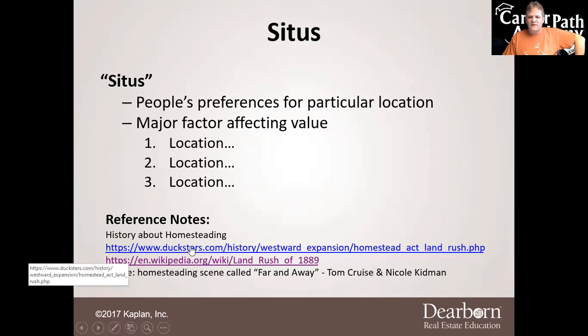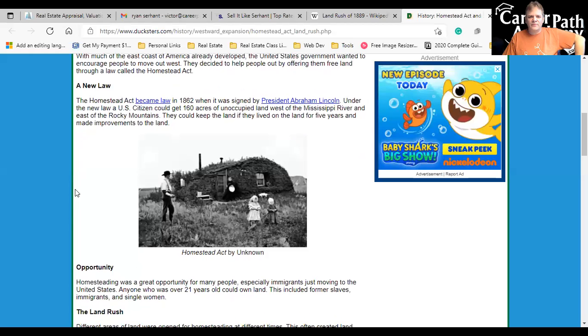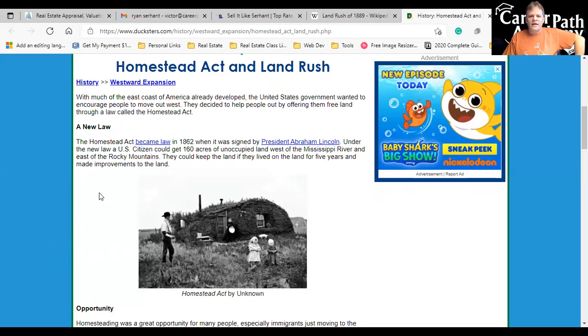So I have some other resources here for learning about that. That one was on Wikipedia. Here's one that looks like a children's website, but it has a little bit better pictures explaining this, okay? So the Homestead Act became law in 1862, you don't need to know this, under President Lincoln. All you had to do was be a US citizen and you could get 160 acres of unoccupied land.